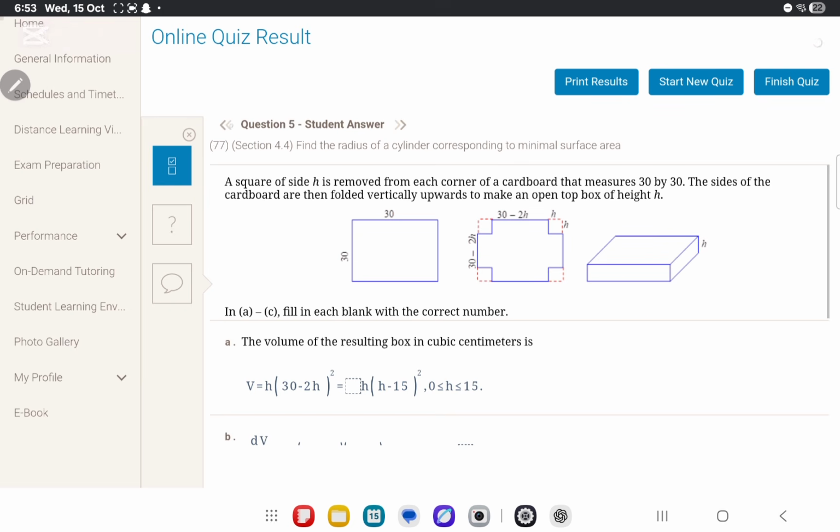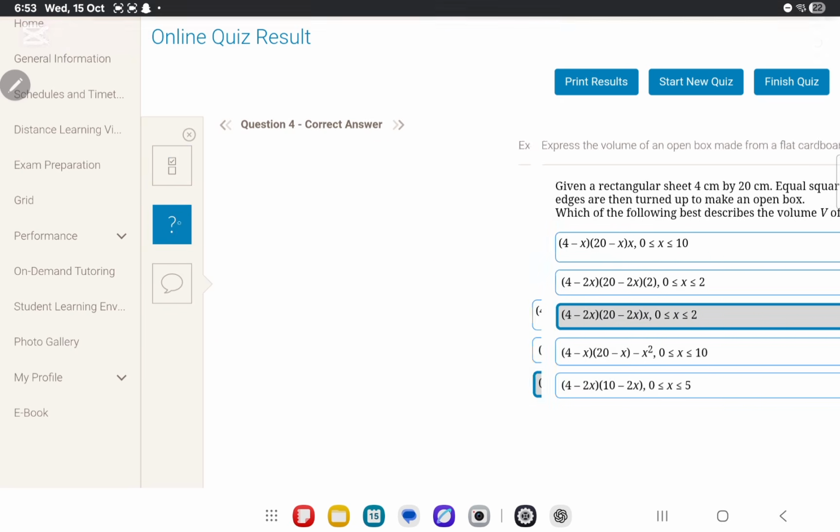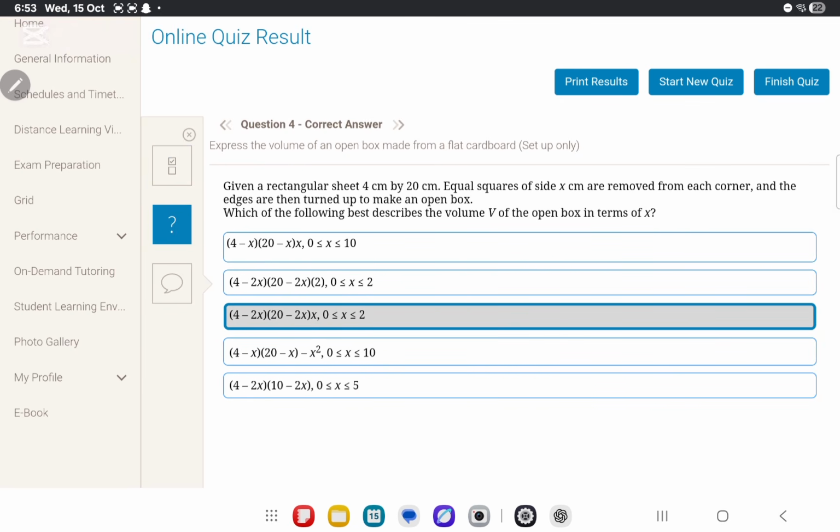So now I'm going to go back to the question. Here, what is the shape? As we said, it's going to look something like this. So we said this was 4 minus 2x, and this part here is 20 minus 2x, right? And this side is x. So the height of the box is going to be x, because remember, we folded this up, so the height here was x.